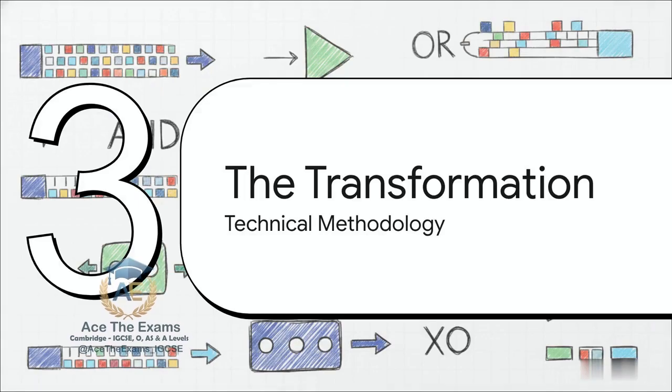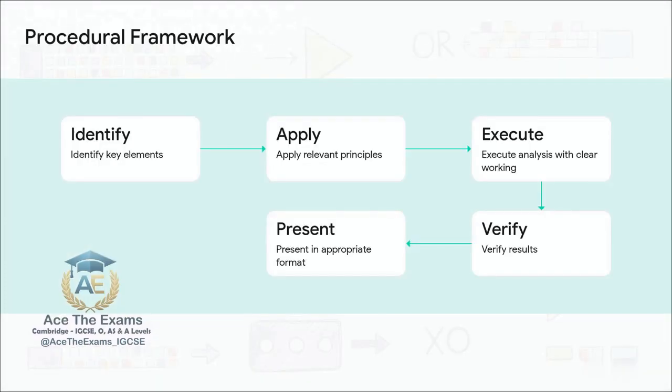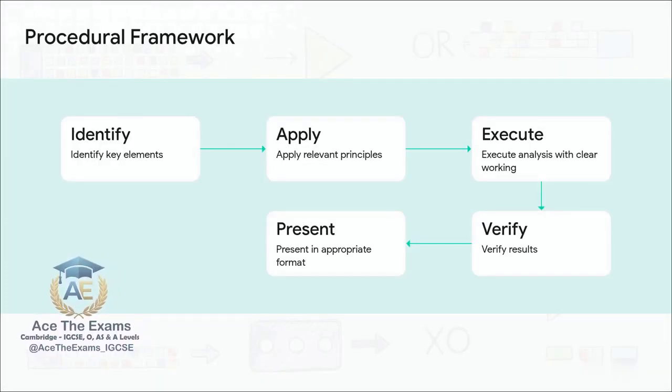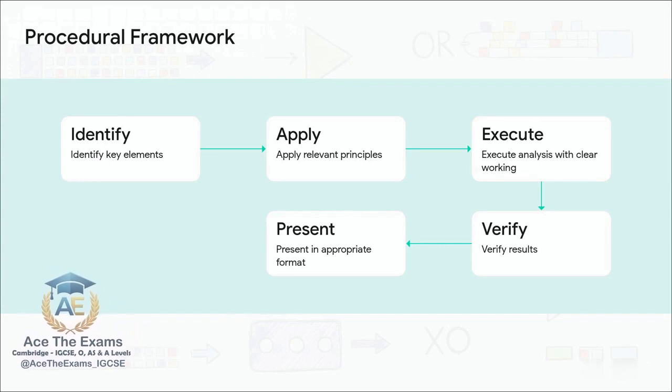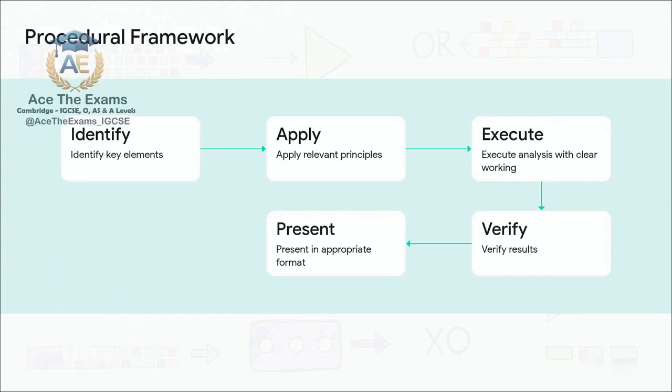All right, moving into Section 3, the Transformation, Procedural Framework for Bit Manipulation. Systematic processing within this syllabus follows a very strict, standardized sequence. Let's walk through these 5 steps. First, identify the key elements. Exactly what bits are we monitoring or changing here?